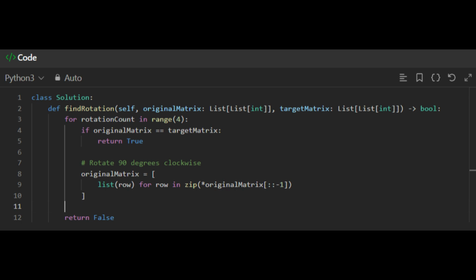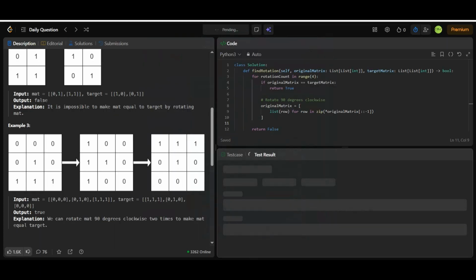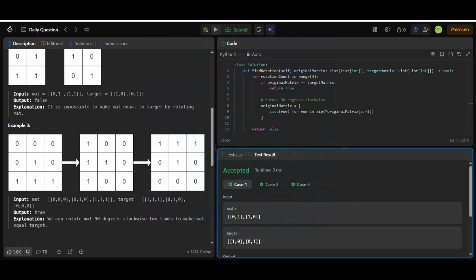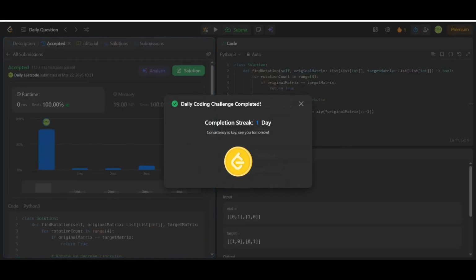After rotating, we go back to the next iteration and again check if the matrix matches the target. If after all 4 rotations we do not find any match, we return false. This means it is not possible to make the original matrix equal to the target using rotations. Let's run the solution and execute it successfully for all the test cases. After testing the solution with different cases, we submit the code. The solution passes all test cases successfully.